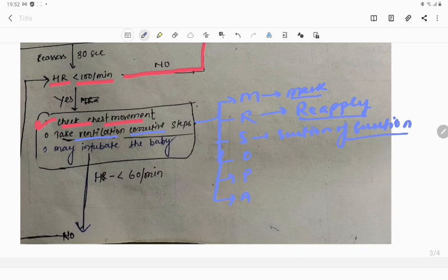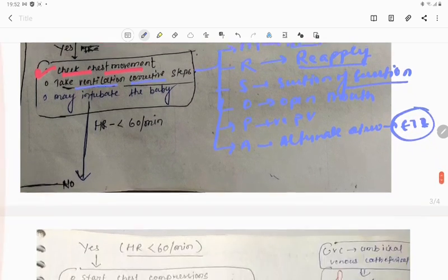Suction of secretion is done, and if even then there is no change in the heart rate, then we open the mouth. These are the ventilation corrective steps, right? We open the mouth, we go for positive pressure ventilation, and then we try to look for alternate airway, which includes endotracheal intubation, right? Endotracheal intubation, we can look for that.